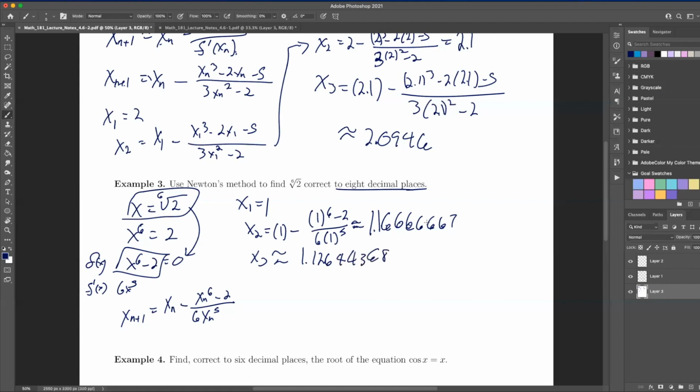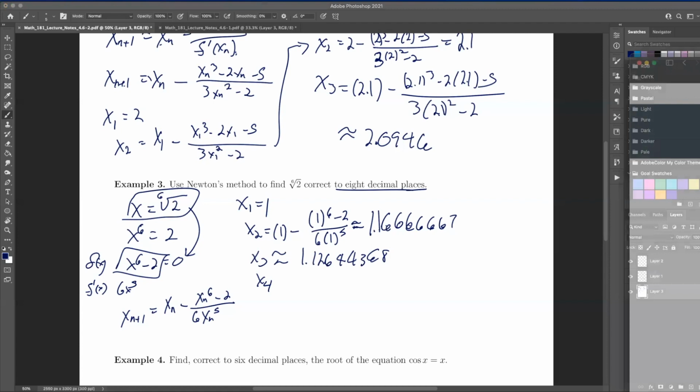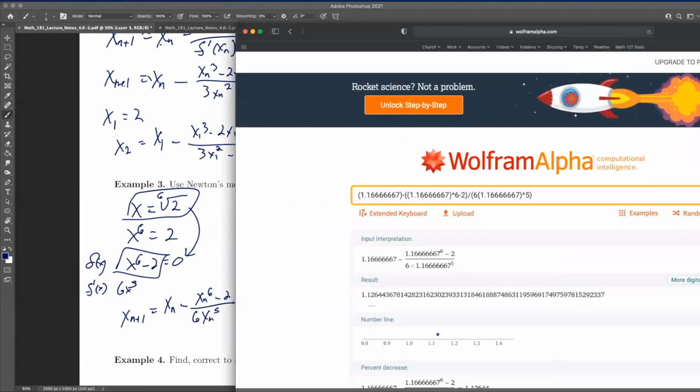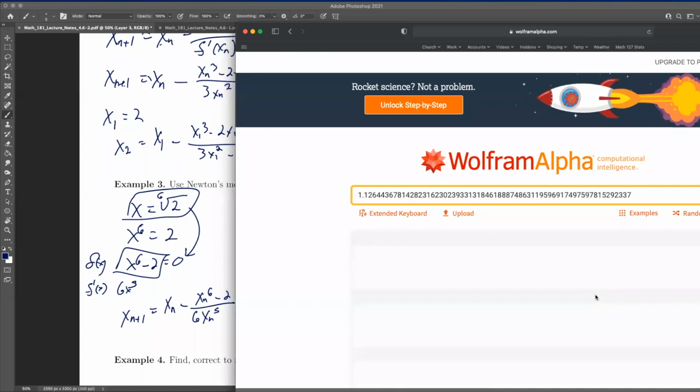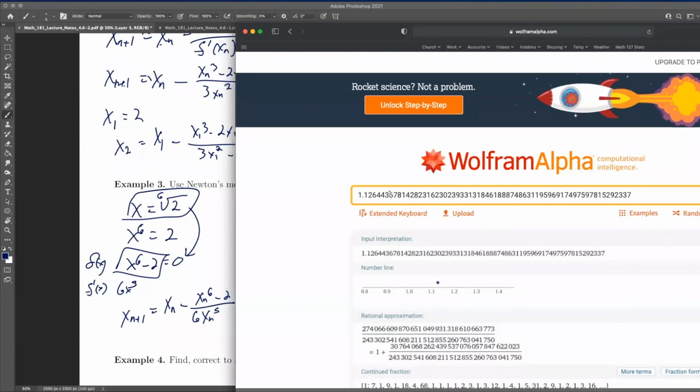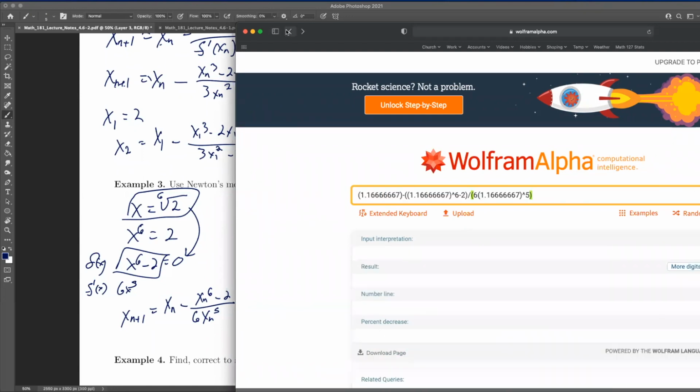1.1264438. That. Let's do x4. All right, so now what are we going to type in? Let's do x4. So here we'll have... What I do? I rounded this to 8. That's my digits. I hit copy because I don't trust myself with dyslexia.